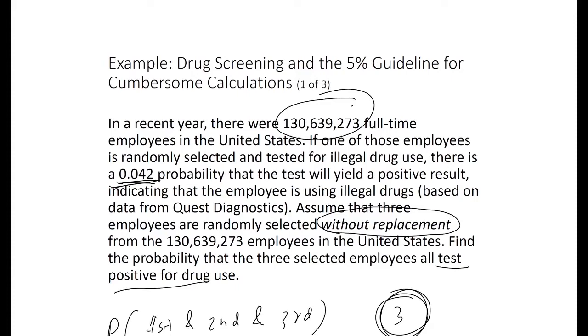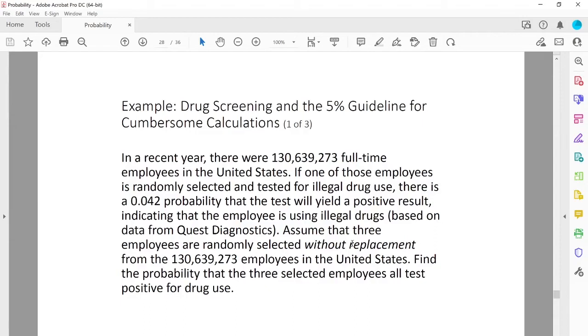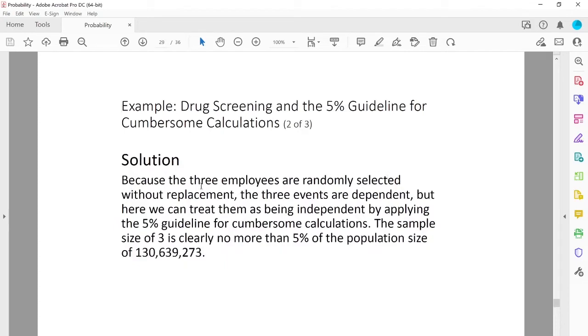Because the sample size is very tiny, we can use this 5% guideline. We can say the probability of finding first one and second. Because the 3 employees are selected without replacement, it's assumed to be dependent, but because the sample size of 3 is less than 5% of the actual population, for calculation purposes we can use the 5% guideline. The 3 events are dependent, but here we can treat them as being independent by applying the 5% guideline.